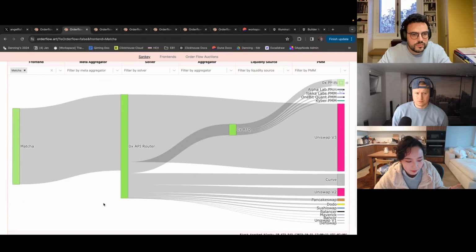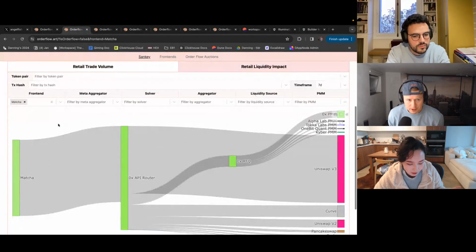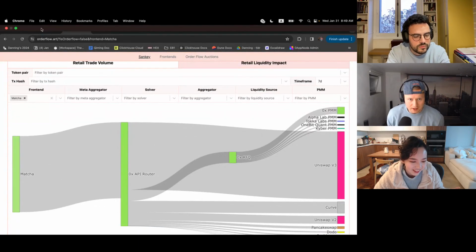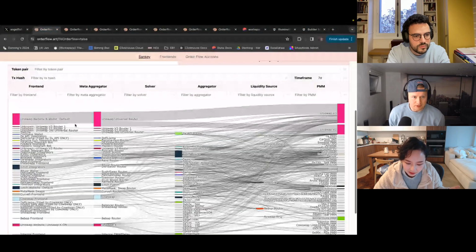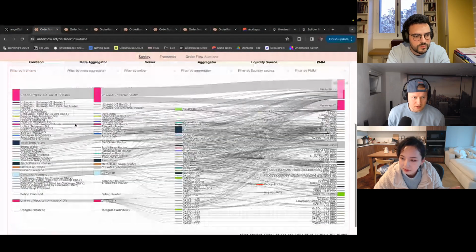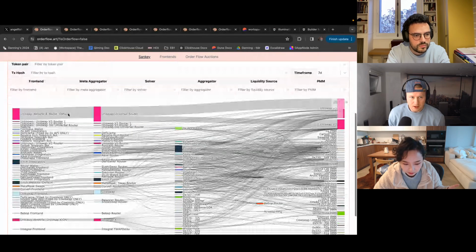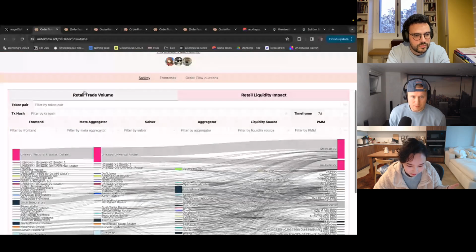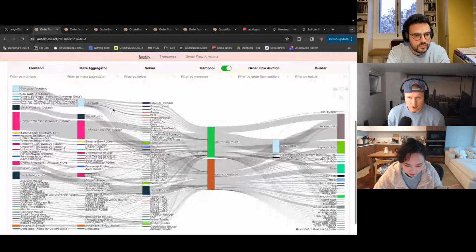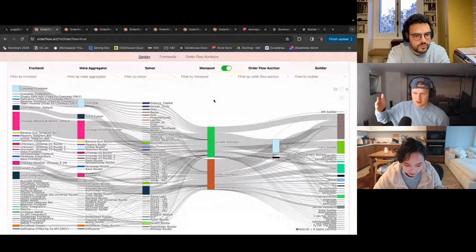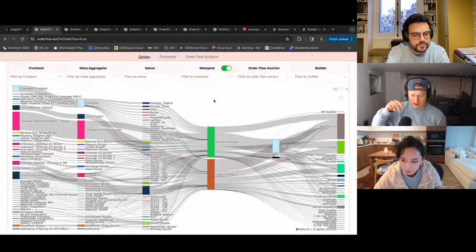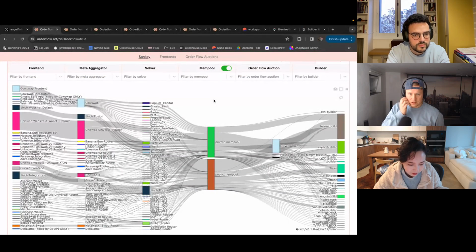Can we really quickly take a step back? We're looking at this Sankey diagram, and from left to right, we're looking at the front end through to finally whoever matches the order. If you go back to retail trade volume, maybe can you quickly walk us through what all of those individual steps are, and then what the players in those individual categories are, just so we have a common frame of understanding before diving deeper.